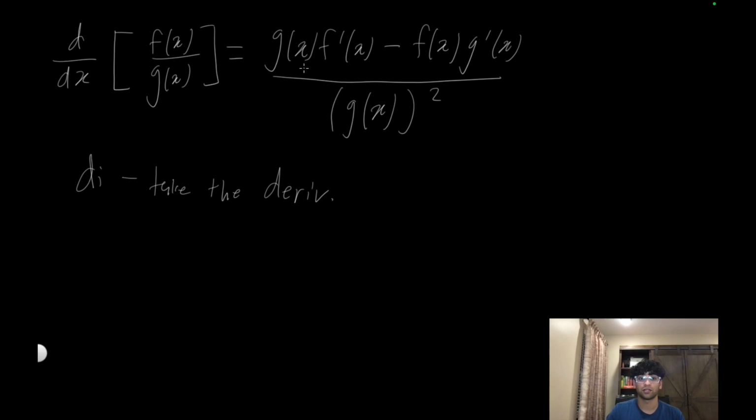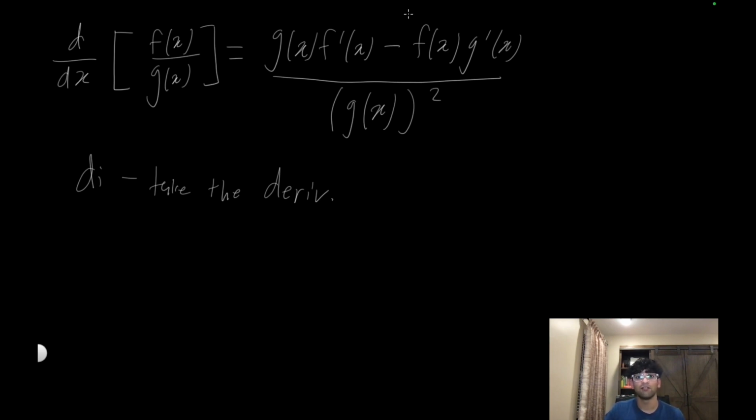So, low: we have the denominator and we leave it as is. We multiply it by d high. D high means multiplied by the derivative of the numerator. Low d high: you leave the denominator as is and you multiply it by the derivative of the numerator, which is f prime of x.